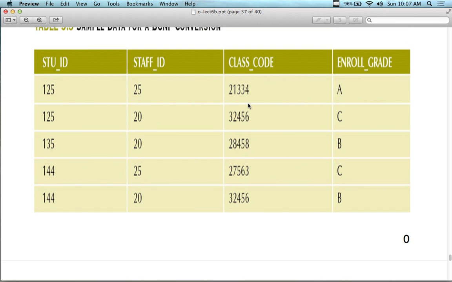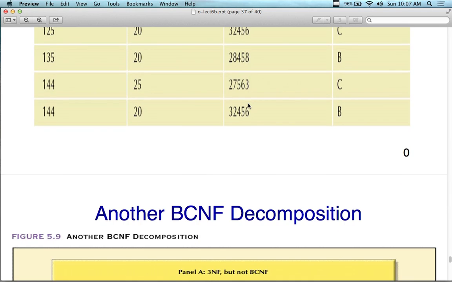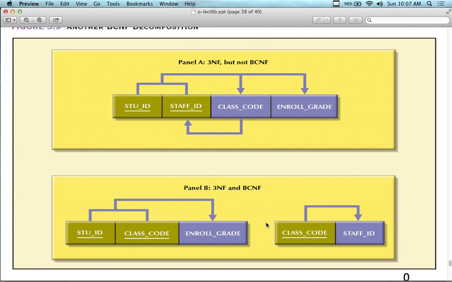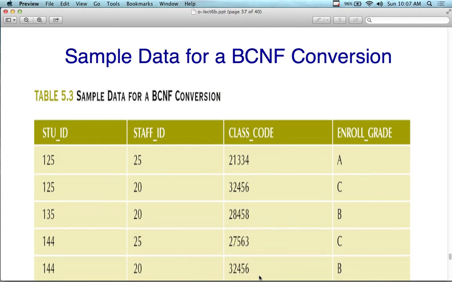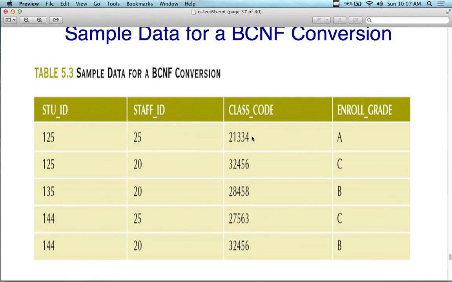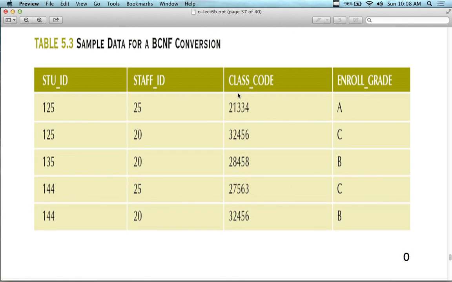This is third normal form, not BCNF. So we turn it into BCNF by taking the class code and the staff ID out of there. Why? Because in here there could be a case in which we have a staff ID and a class code that may not match. So another trick is looking at this and noticing we have some duplicate information.